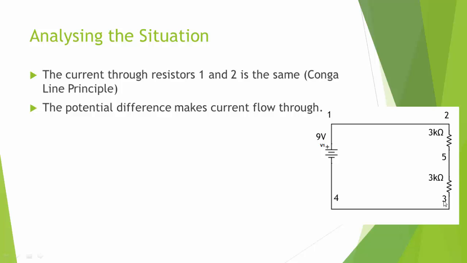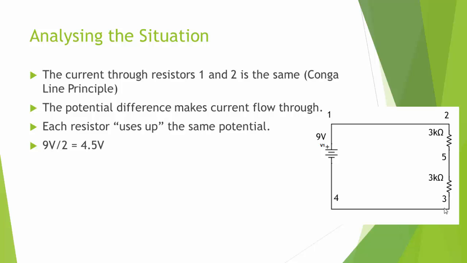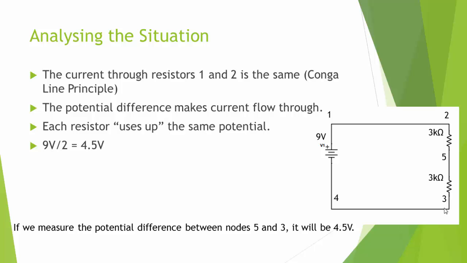And the current flows through this resistor because of the potential difference between node 5 and node 3. And if we know the current, we know the potential difference, right? And because they're equal, and because the resistances are equal, well, guess what? Ohm's law says that they're going to have the same potential difference between them. In other words, each one of those resistors, having equal current and equal resistance, uses up half of the potential that is used up overall. And so we can simply divide by 2 and get 4.5 volts.